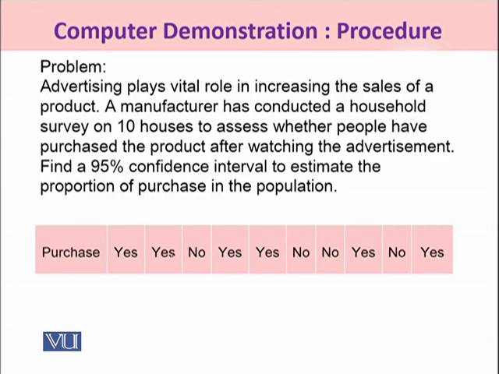Now students, we will be considering the next example, and we would learn how to enter this information into Minitab statistical software. This problem stated, the advertising plays a vital role in increasing the sale of the product. A manufacturer has conducted a household survey on 10 houses to assess whether people have purchased the product after watching the advertisement. Find a 95% confidence interval to estimate the proportion of purchase in the population.